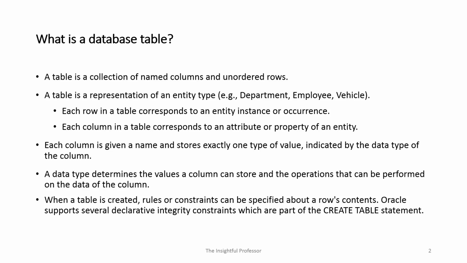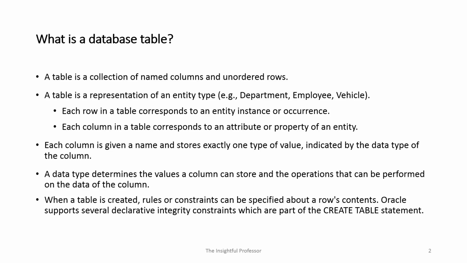So what is a database table? Well, you should be comfortable with this by now, assuming you've watched some of the other videos. A table is simply a collection of columns, each of which has been given a name, and a collection of rows. And the rows have no name, and they have no order imposed on them. So a table is a representation of something in the real world that we would call an entity, more specifically an entity type, kind of like the idea of a class in object-oriented programming.